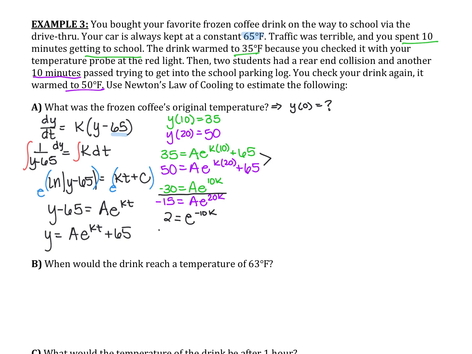So I'm going to take the natural log of both sides. So we get natural log of 2 equals negative 10k. So then k equals the natural log of 2 over negative 10.